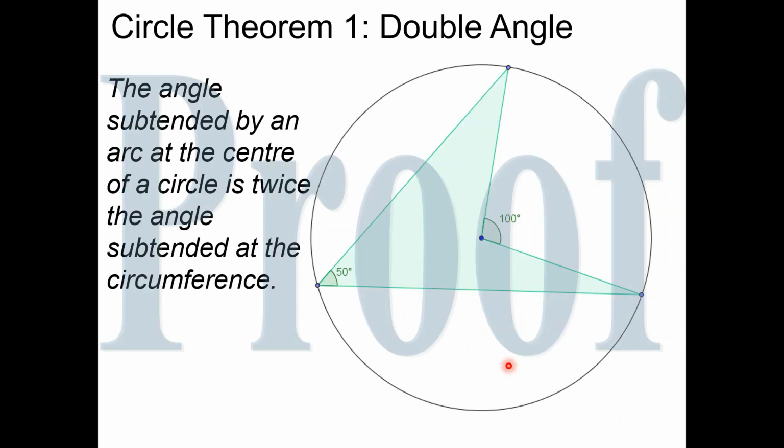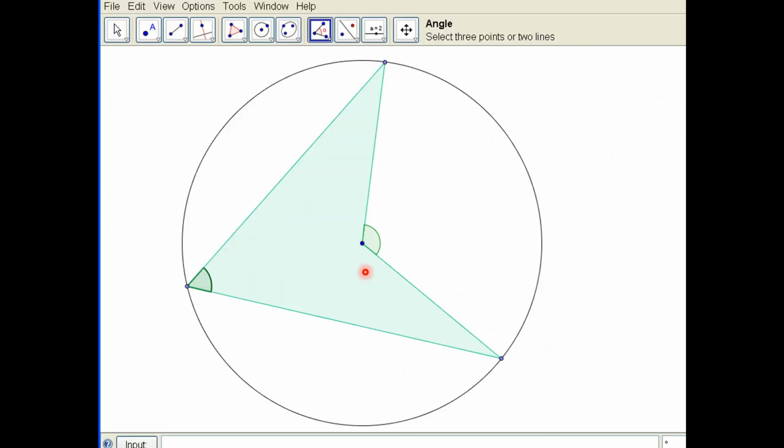Now we are going to be proving the theorems. We start with the double angle theorem, which states that the angle subtended by an arc at the center of a circle is twice the angle subtended at the circumference. So if you have this arc that subtends at the center and it is 100 degrees, and the same arc subtends at the circumference, then it is going to be what? Half of 100, which is 50 degrees. And so we are going to prove this.